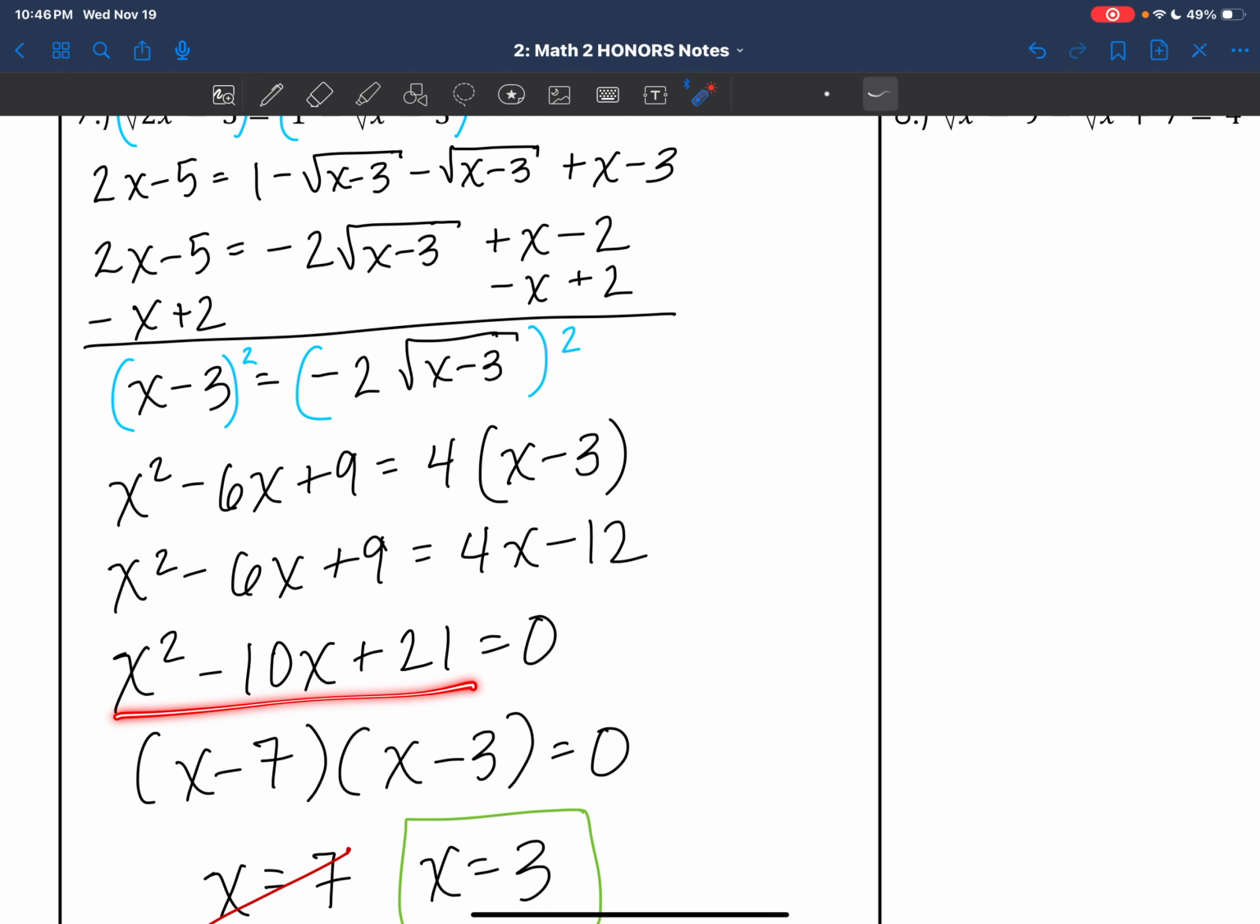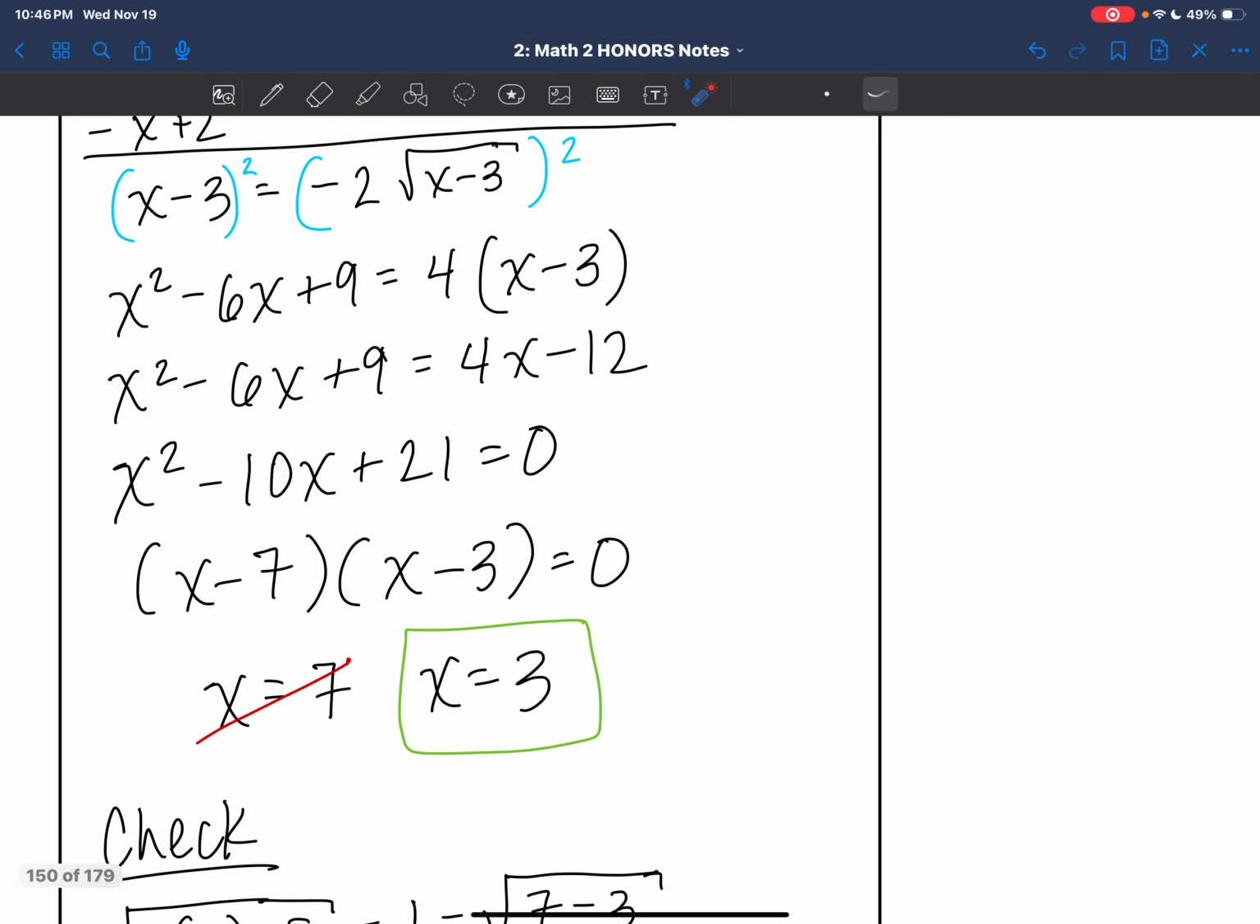And I've got x squared minus 10x plus 21 equals 0. Now that you have the quadratic set equal to 0, factor, and you'll get x minus 7, x minus 3. So x equals 7 and x equals 3.